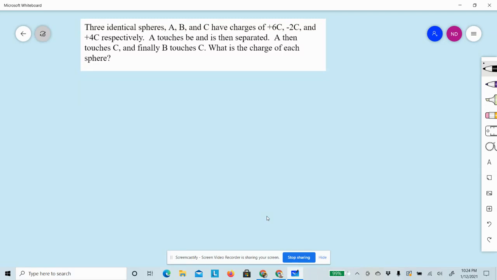All right, here's another Coulomb's law problem, conservation of charge. Charge is going to be conserved.